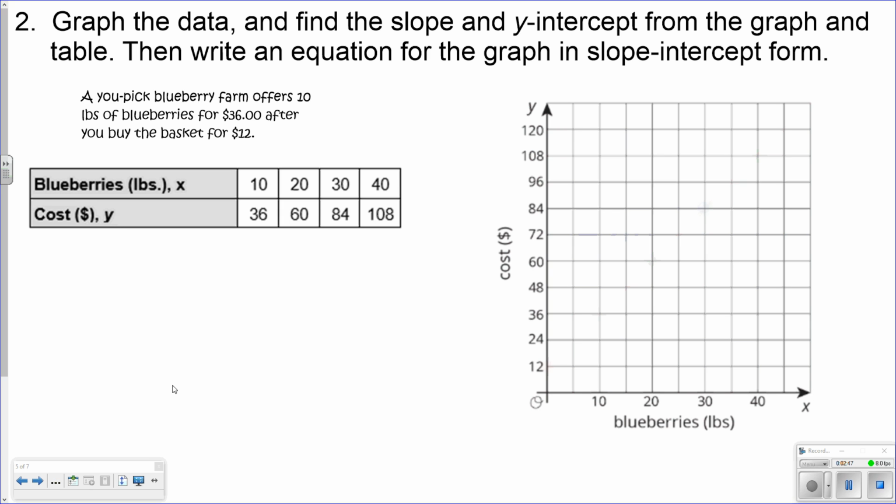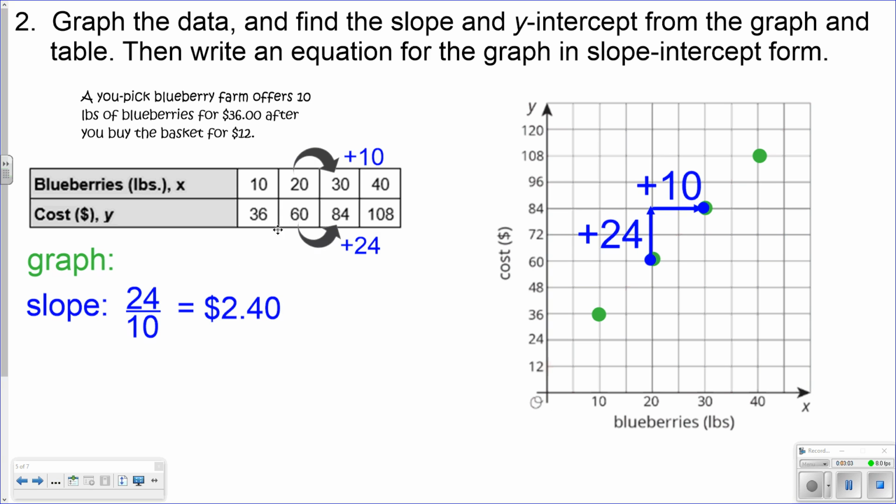In this one, graph the data and find the slope and y-intercept, then write the equation. So you pick Berry Farm offers 10 pounds of blueberries for $36 after you buy the basket for 12. So the first thing we want to do is graph it. So we'll graph our points. Then we'll find the slope, either by doing this, the change in y, so going from 60 to 84 is 24 over the change in x, or from our graph, take 2 points, any 2 points, how much up, so it's going up 24 and over 10, so our slope is $2.40.